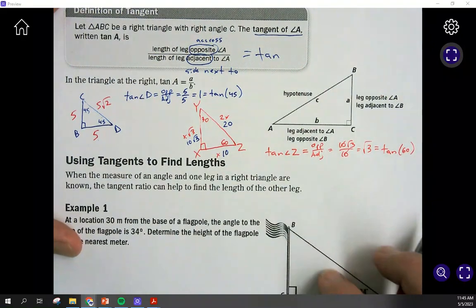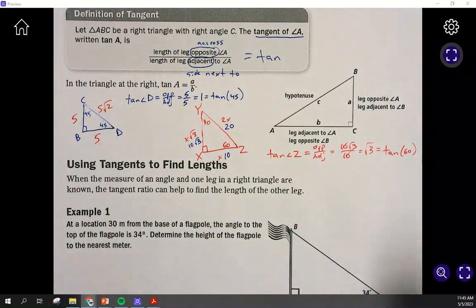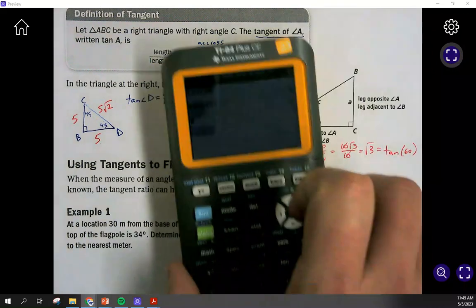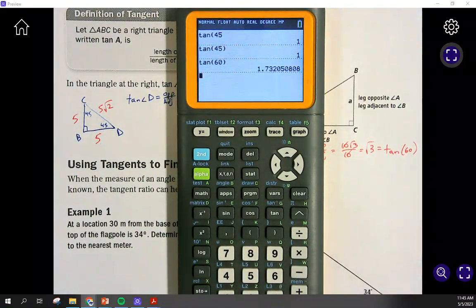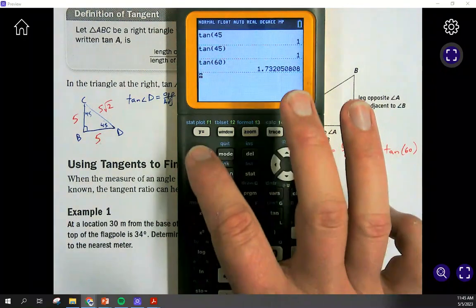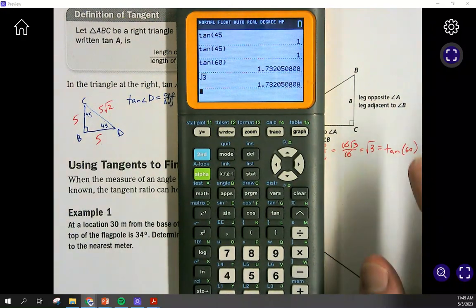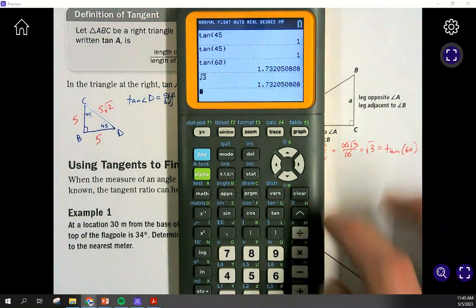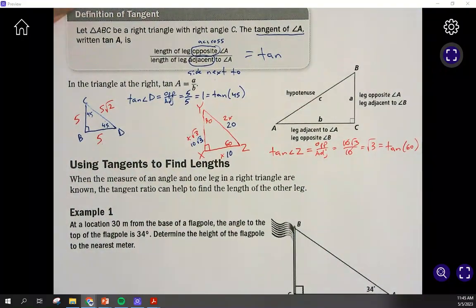Those two sides in every right triangle that has a 60-degree angle will be in that same specific ratio. And we've already kind of covered that, but let's see what that looks like in the calculator. If I take tangent of 60, I get this number, which maybe doesn't mean anything to me. But if I take the square root of 3, notice that it's the same thing. So the tangent of 60 degrees is radical 3, which is equal to this decimal. So let's do one more.